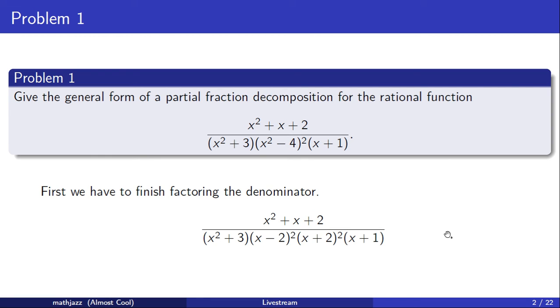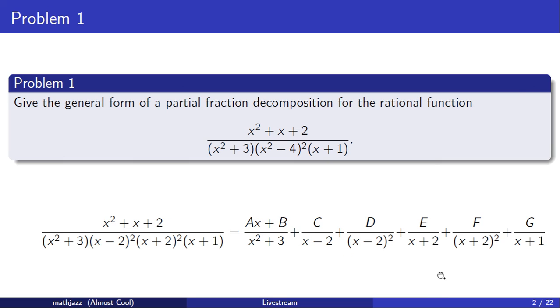And everything else is linear, but some of the terms are repeated. So we'll have to take care of one irreducible quadratic and two repeated terms. This ends up being our general form. We have ax plus b over top of our irreducible quadratic. And then we have constants over each of our other terms, making sure that for repeated roots, we have both a single power and a second power for each of those.